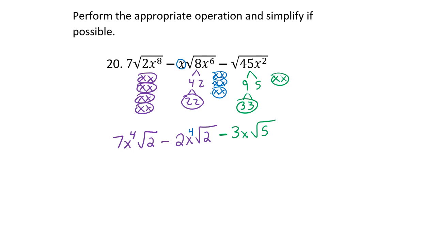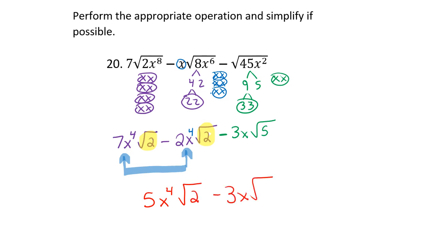Now I'm looking at these, and I notice that they're all square roots. 2 of them have a square root of 2, and if you look carefully, they also have x to the fourth on the outside, which means I can combine those two. 7 take away 2 is 5, x to the fourth, square root of 2, minus 3x, square root 5. But we're not done, because we have even indexes. And if you have an even index with an odd exponent, which you have right here, because that exponent is really a 1, you need your absolute value signs. Don't forget them.